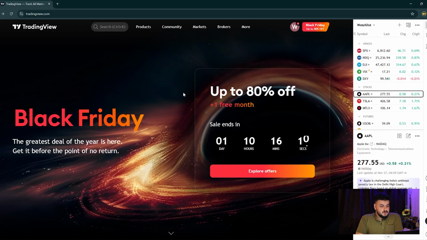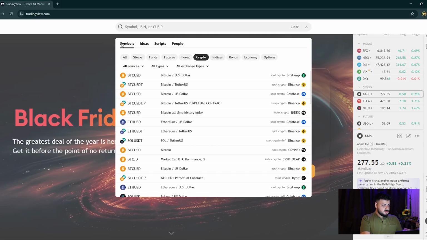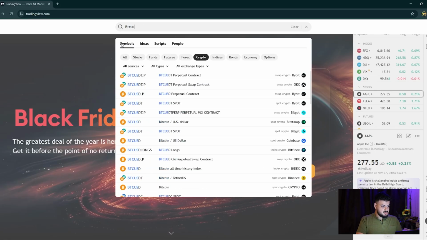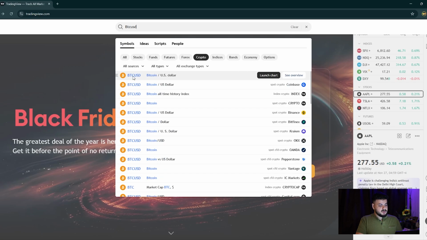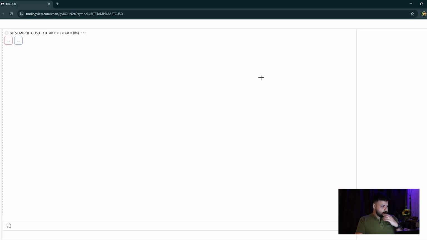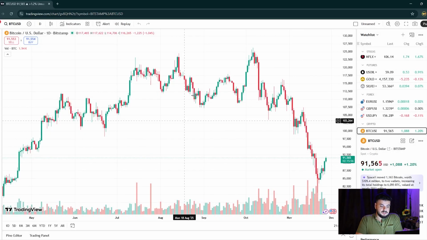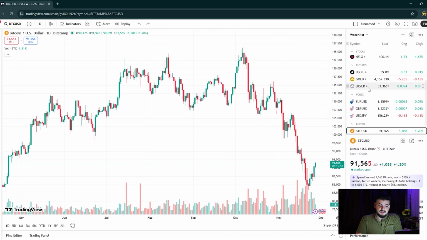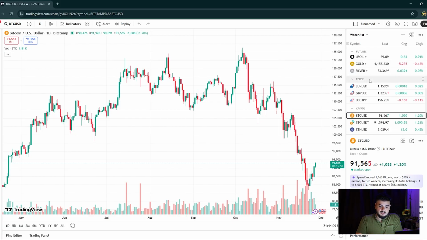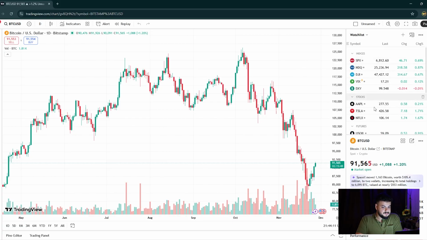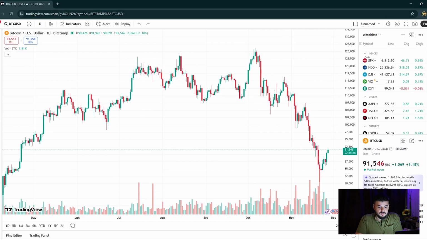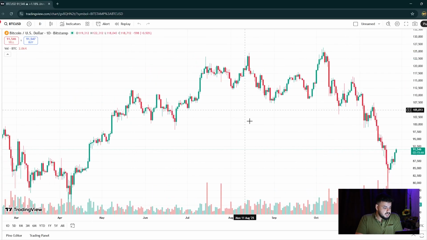Okay, for those who don't know how I did that, on the main page, you're going to click on search and type BTCUSD for Bitcoin. And right over here, we click on launch chart. This right here should be the first screen that you see. You're going to have some stocks and some tickers over here by default. We're going to go ahead and just close that.